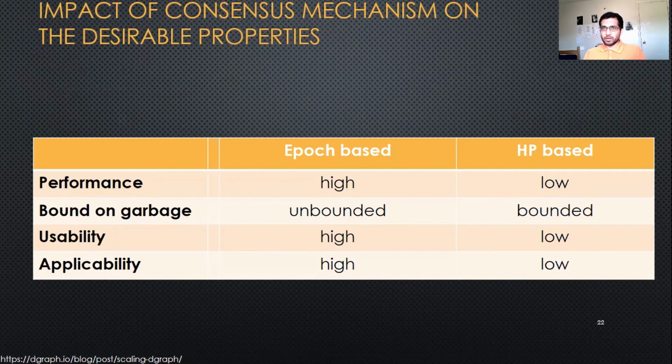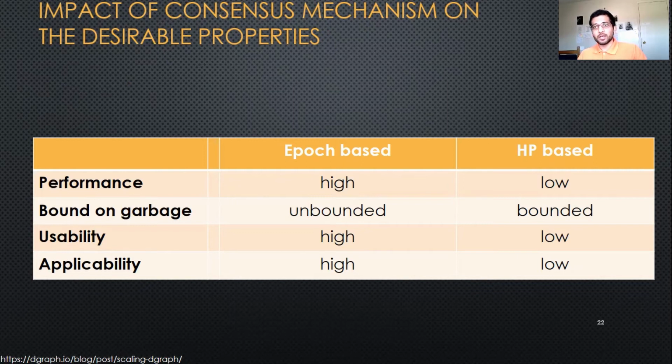So this has an impact on the desirable properties of these reclamation algorithms. Because of the way they implement the consensus, epoch-based reclamation algorithms have high performance, as I said, because they have only minimal overhead, that too per operation. But the problem in them is they have unbounded garbage, and they have high usability and applicability. But hazard pointer-based algorithms, on the other hand, because of per read overhead, have low performance. But the good thing is they have bounded garbage. But the problem is that they also have low usability and applicability.